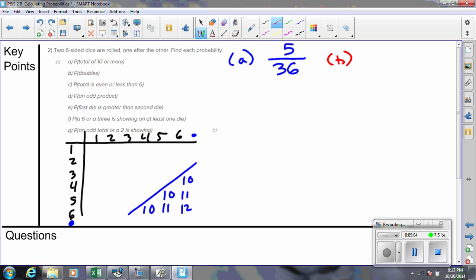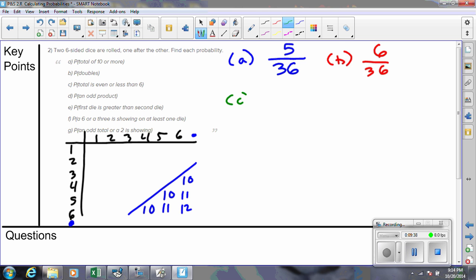Part B. What is the probability of getting doubles? Well, we still have 36 total outcomes. How many ways are there to get doubles? Double ones, double twos, double threes, double 4, double 5, double 6. There are 6 ways to get those doubles, so we'd have 6 out of 36. Okay, going to part C.